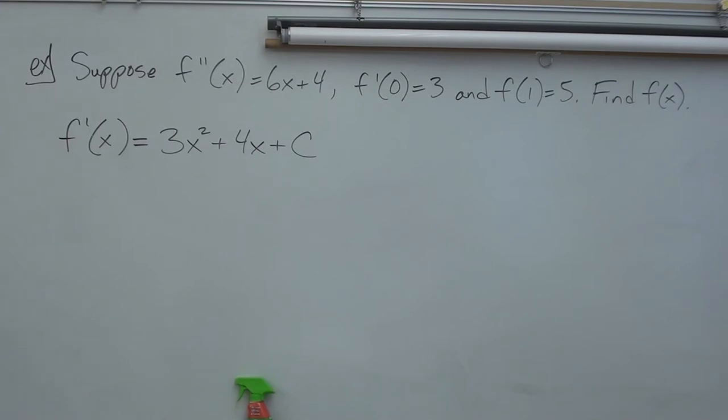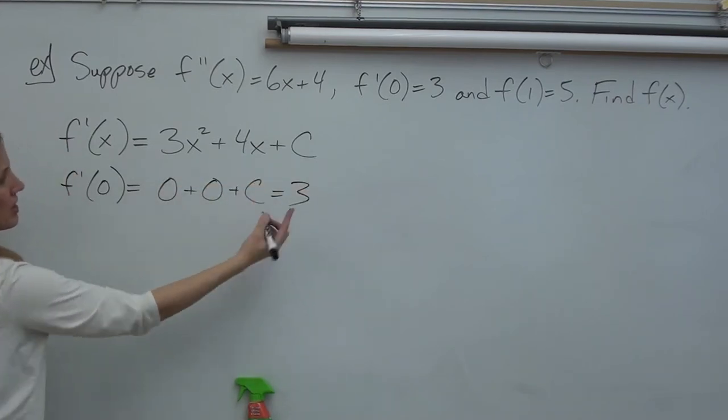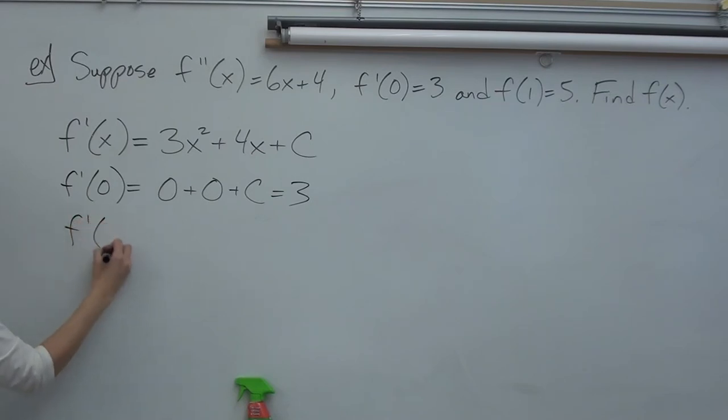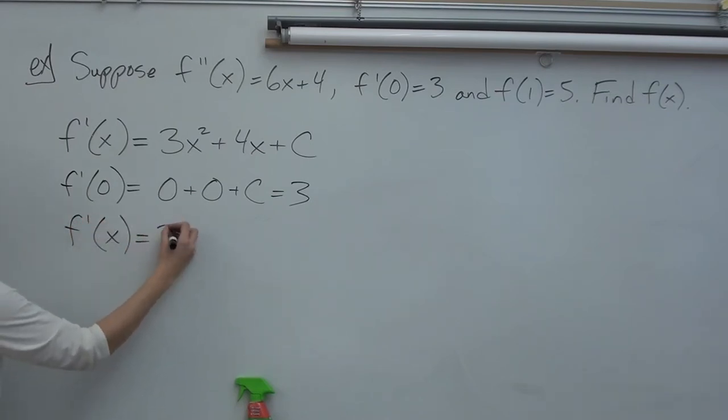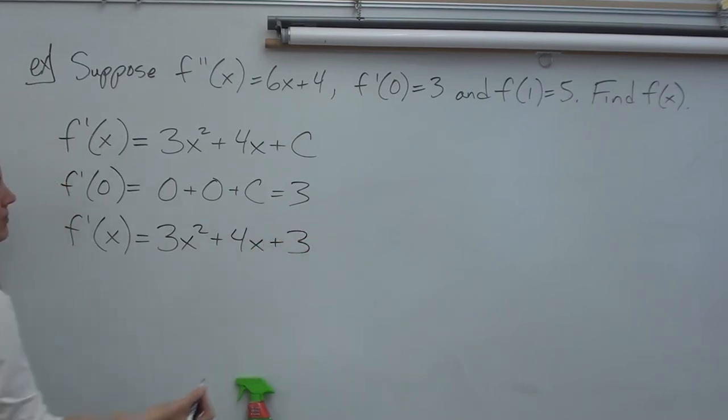So what is c? It's 3, right? Because f prime of 0 would equal 0 plus c, and it's 3. So c is 3. So our new f prime is 3x squared plus 4x plus 3. Was there a question? No? Does everyone understand that? Good. Go ahead and find f.